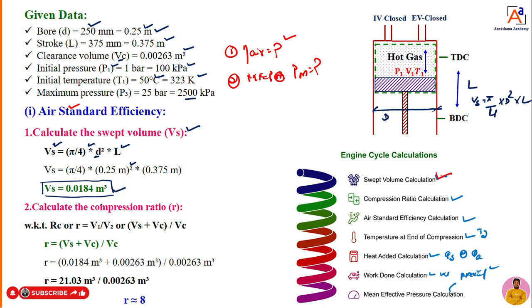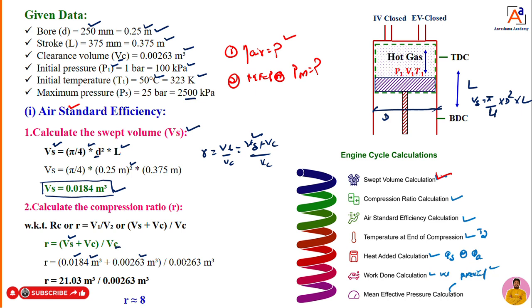Now you have the clearance volume, so with the help of this I can calculate the compression ratio. What is compression ratio? I already told, dear students: r is equal to total volume to the clearance volume. Total volume is the combination of swept volume plus clearance volume, that is Vs plus Vc divided by Vc. Vs we already calculated as 0.018 meter cube, plus Vc he has given in the problem itself, that is 0.00263.